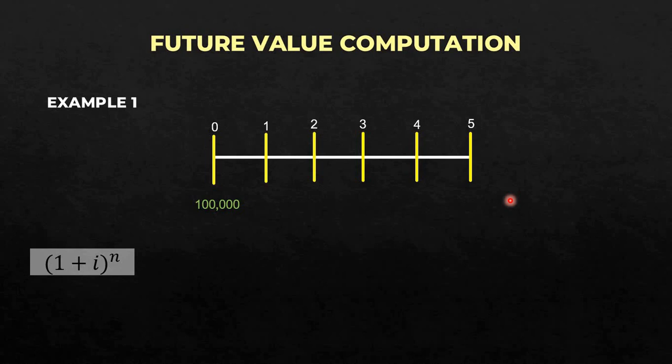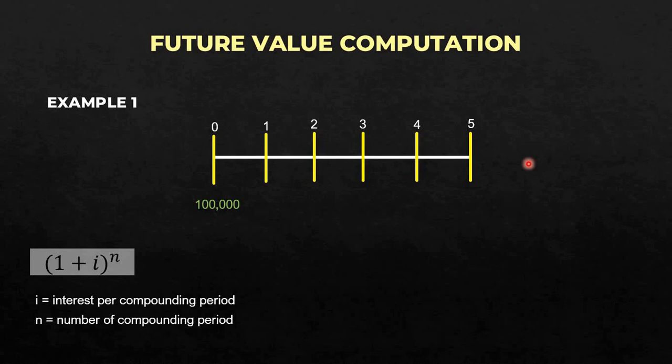So again, what is the meaning of i? So that is the interest per compounding period. Then yung n is, again, the number of compounding periods. Kung tayo ay may 5-year term for the time deposit, tapos ang ating compounding period is also every year, so annually ang ating compounding period. So, meron tayong 5 compounding periods during the 5-year term ng ating time deposit, kasi nga, ang ating compounding period is every year.